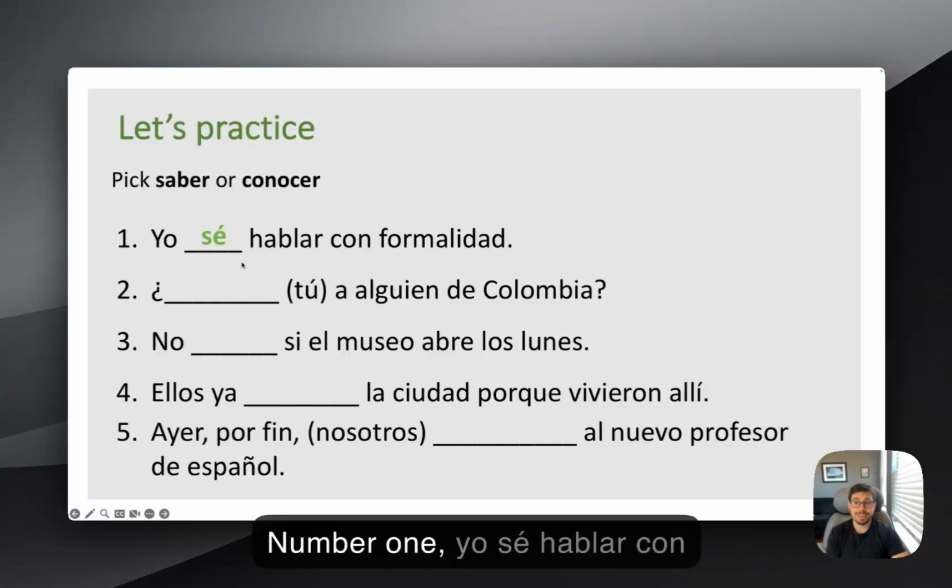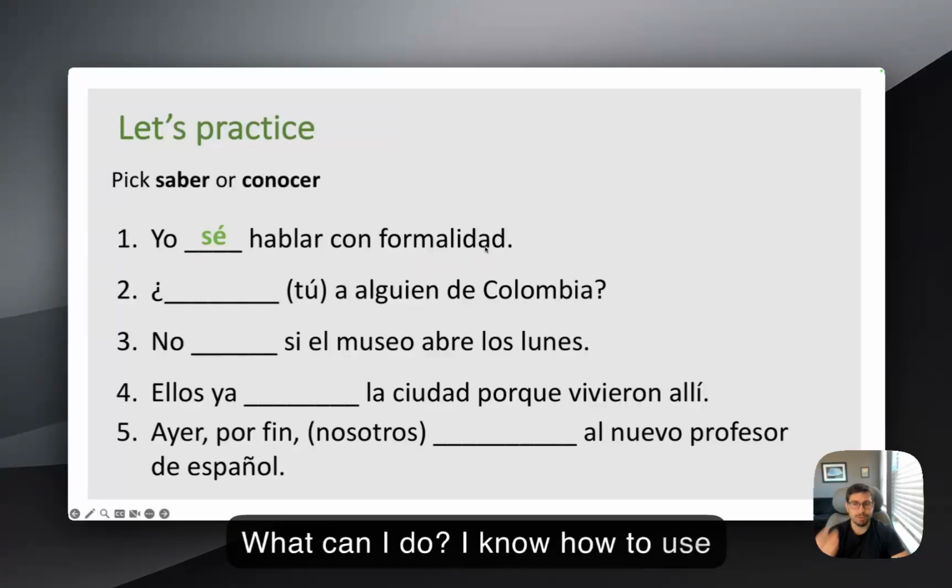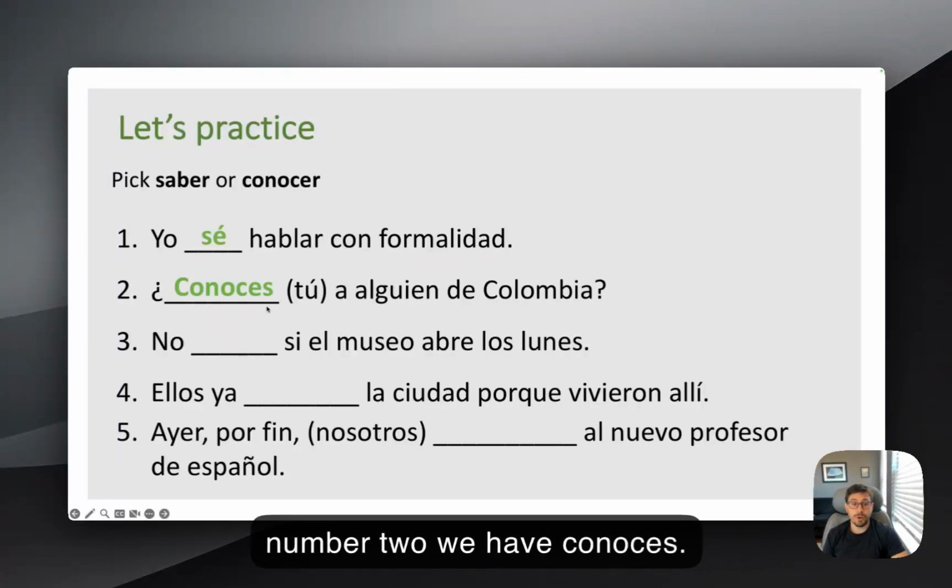Number 1, yo sé hablar con formalidad. So this is the ability. What can I do? I know how to use usted, for example, in this case. Or number 2, we have conoces a alguien de Colombia. People, we have the a personal, so conoces.